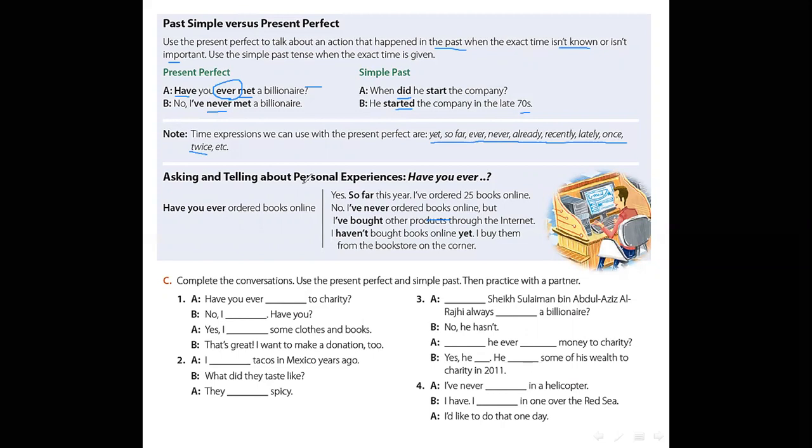Asking and telling about personal experience. Have you ever ordered books online? So far. Pay attention to so far, just and already, which are used for positive sentences. Okay? We can also say no. No, I have never ordered books online. Here we use never when I say no. When I say no, I use never.